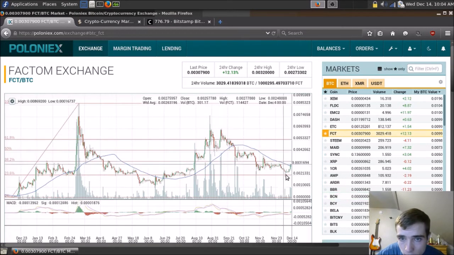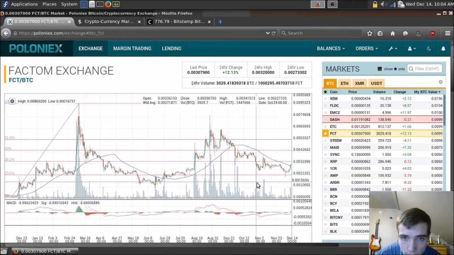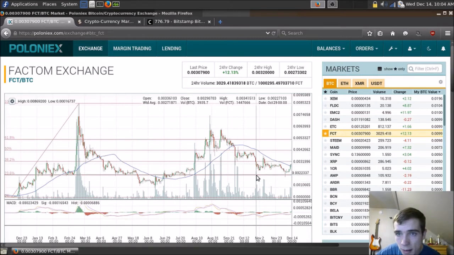You could have shorted it all the way down to here, which, by the way, I've been shorting Ethereum every time it hits somewhat of a peak in the past month or two because of my idea about Ethereum Classic, but that's beside Factom. So Factom is up 12%. It's hit this very important 23.